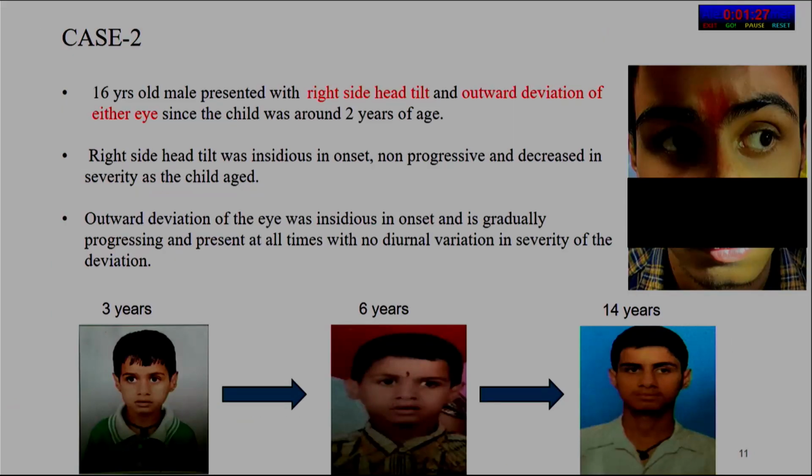My next case is a 16-year-old male who presented with a right-sided head tilt and outward deviation of either eye since the age of 2 years. The outward deviation of the eye was insidious in onset, gradually progressing, and present all the time, and there was no diurnal variation in the severity of the deviation. You can see in the images the outward deviation was almost constant.